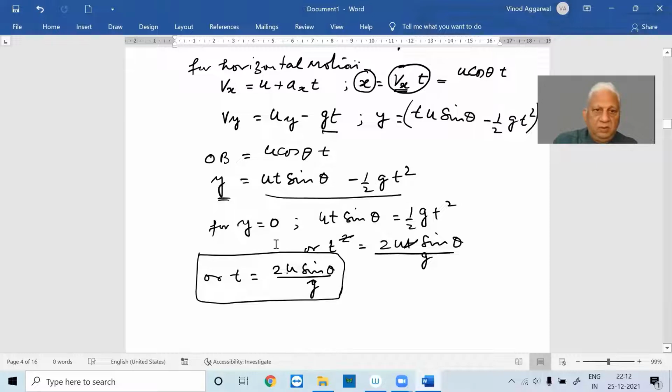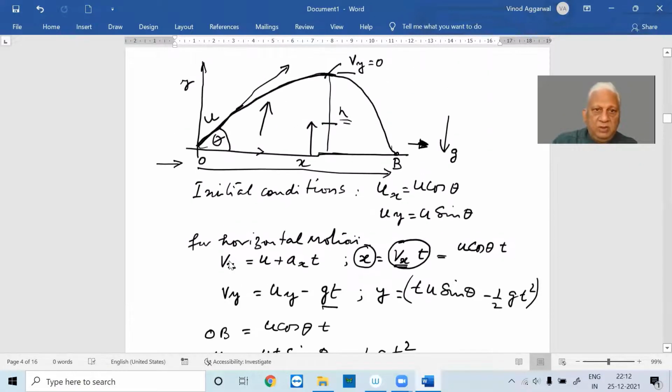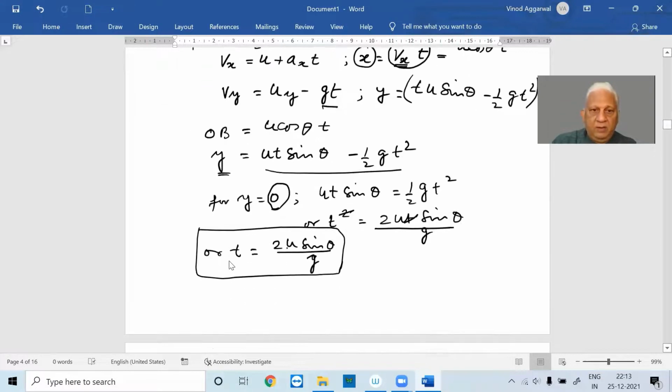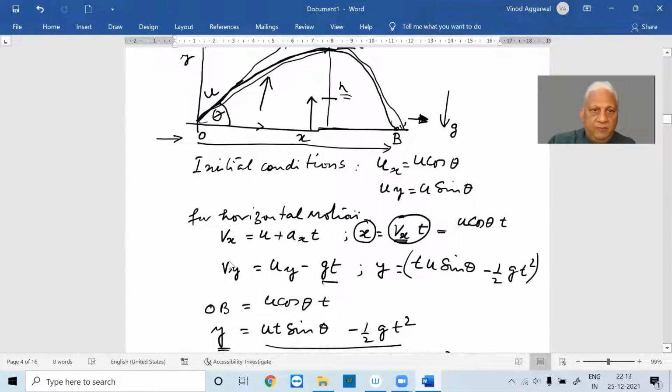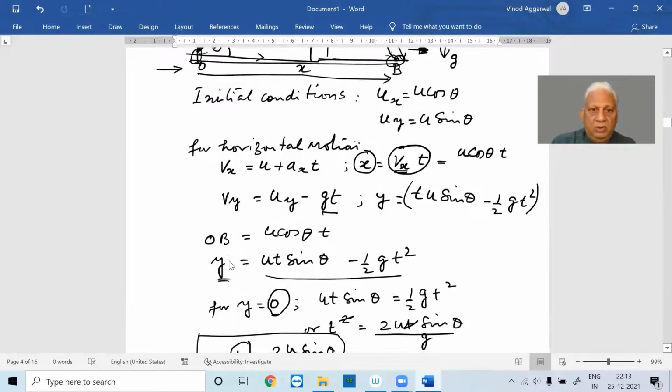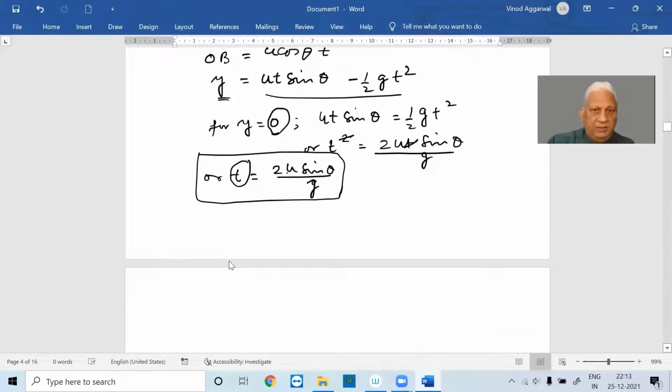Now what is this t? T is the time taken to make y again 0. Y 0 means it starts from here, y keeps increasing, then y starts decreasing and becomes 0 here. So this time will be the total time taken for the particle or projectile to travel from the initial position of 0 to P. And the total time taken in this journey is called time of flight.